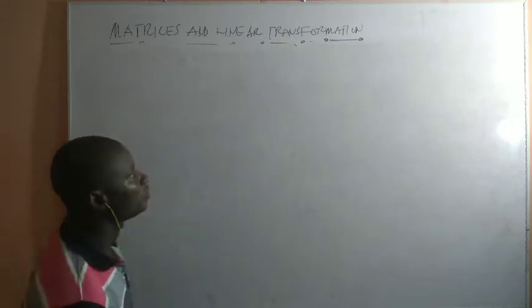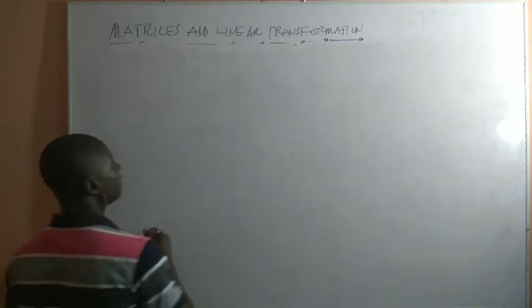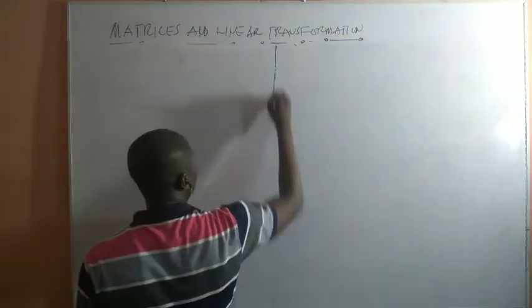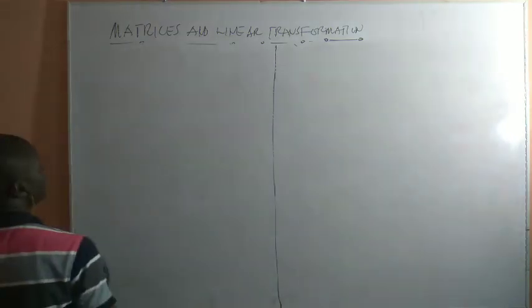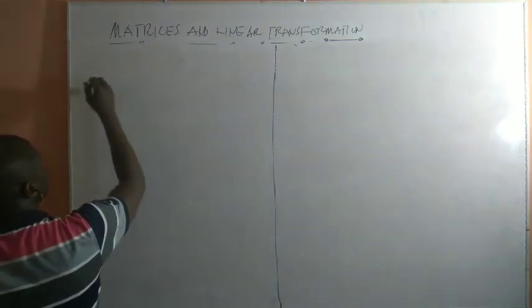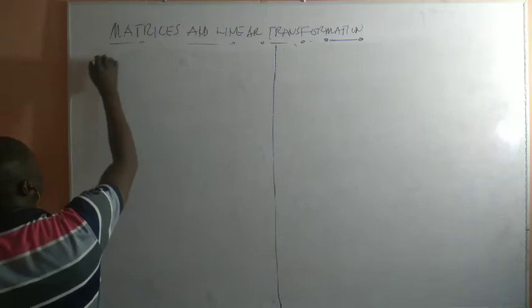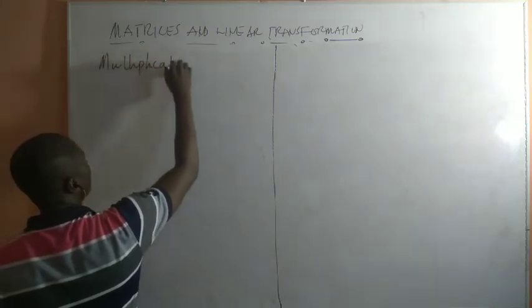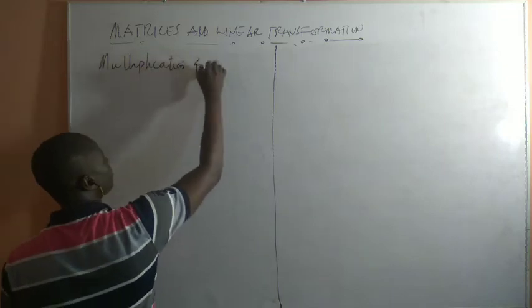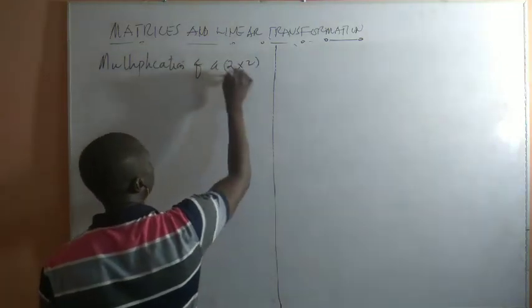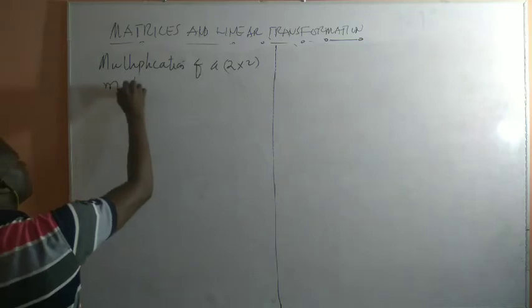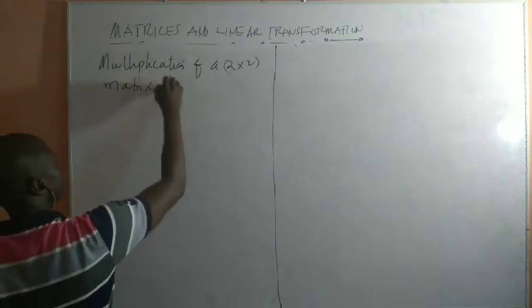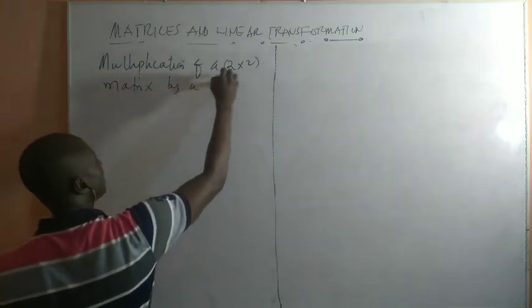So first, we are going to look at how best we can multiply a matrix by a scalar. So now we have multiplication of a 2 by 2 matrix by a scalar.